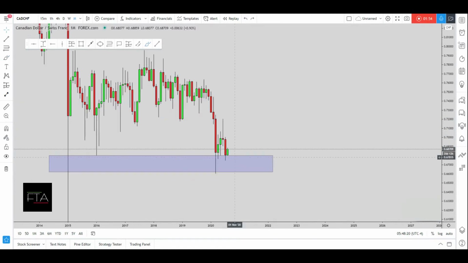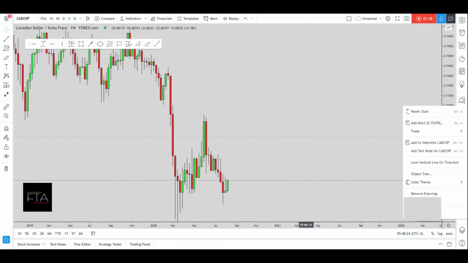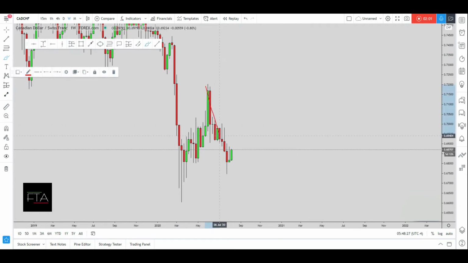Going down on the weekly as we were, what can we see? Now, we have seen and understood why the market made this move to the downside. Now, where is the first level of structure that the market can hit in this move to the upside that the market is currently doing? The first level that the market can hit is this zone here.